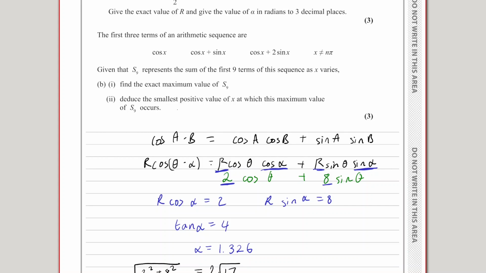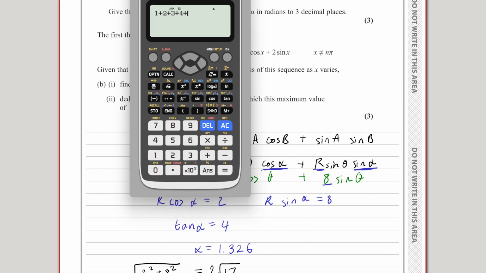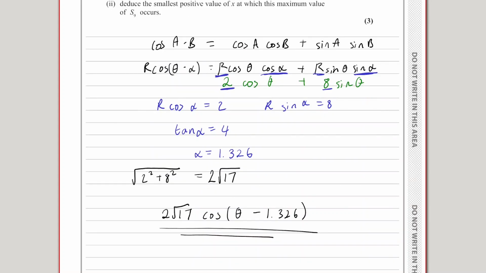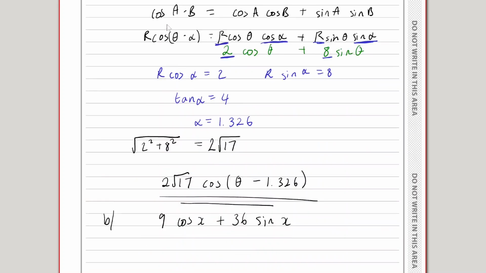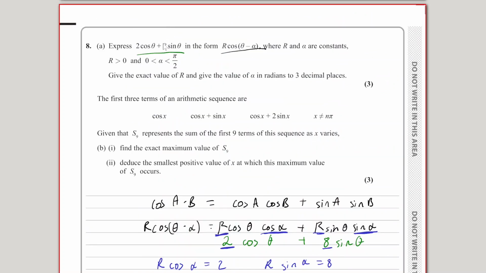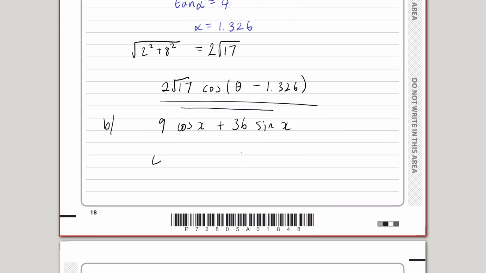So we're going to have 9 cos x's, because there's just one cos x every time. And then for sin x, we're going to have 1 plus 2 plus 3 plus 4 plus 5 plus 6 plus 7 plus 8. So 1 plus 2 plus 3 plus 4 plus 5 plus 6 plus 7 plus 8. 36 sin x's. So we've got 9 cos x plus 36 sin x. And I guess that's a multiple of, yep, so it's just 4.5 times our original. So 4.5 times this one. So it's 4.5 times 2 root 17 cos(theta minus 1.326).